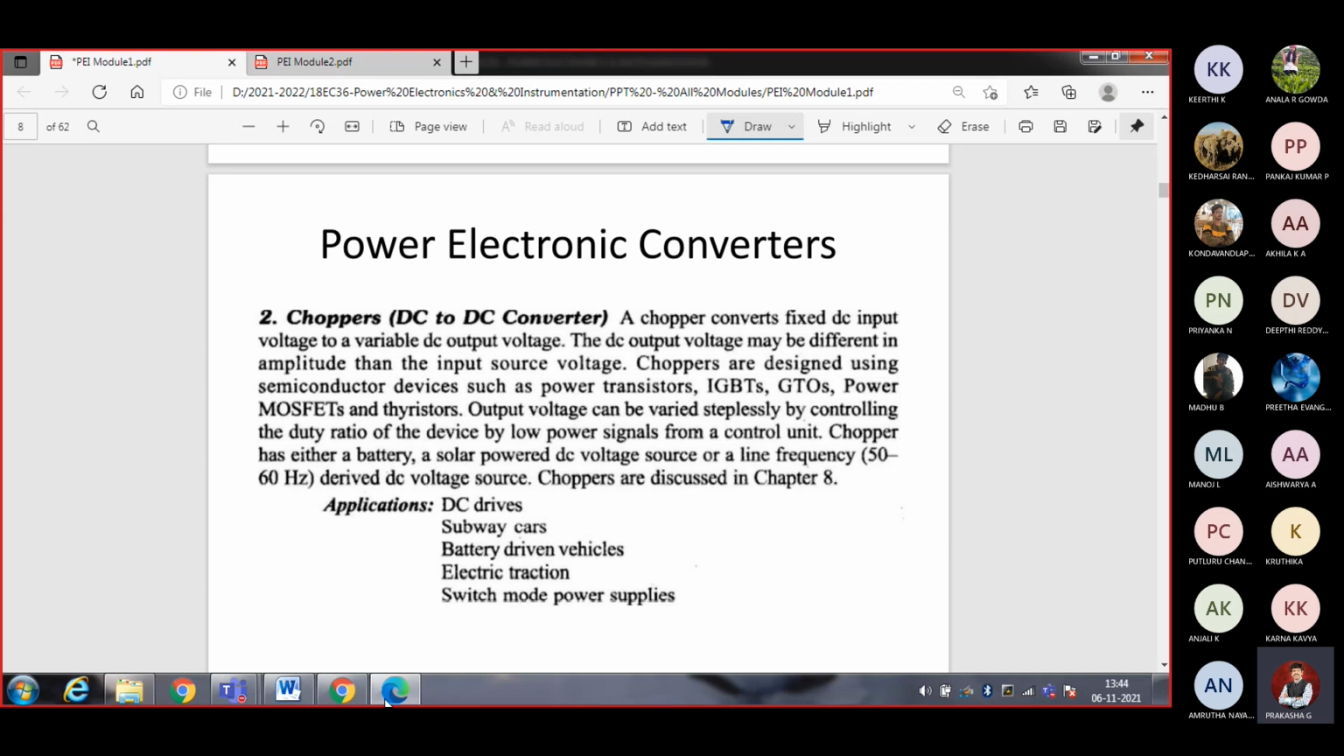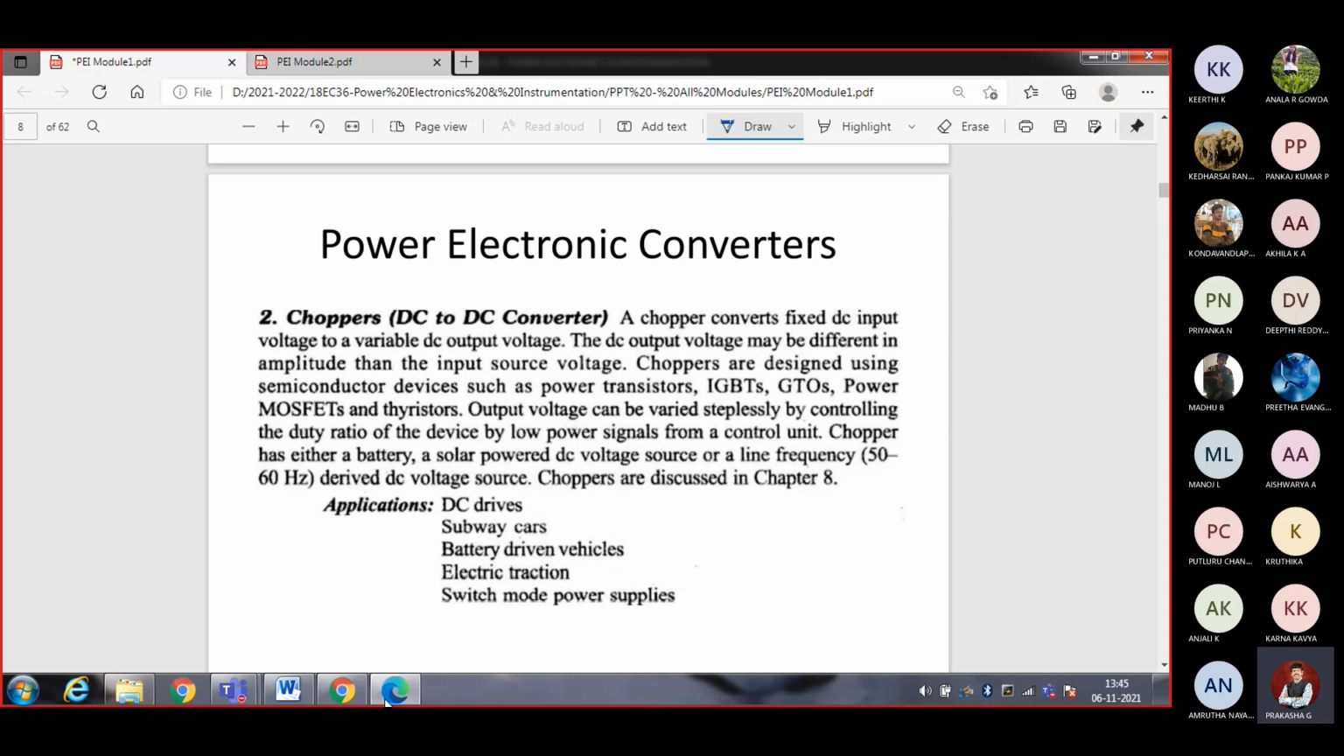The output voltage can be varied steplessly by controlling the duty ratio of the device by low power signals from the control unit. The chopper's input may be a battery, a solar power DC voltage source, or a line frequency derived DC voltage, either 50 hertz or 60 hertz. With that we are going to have a DC.